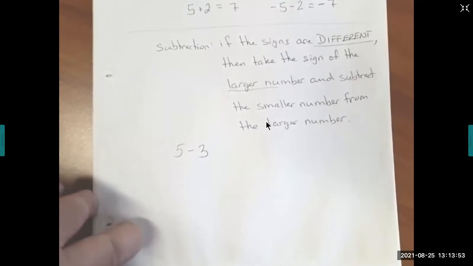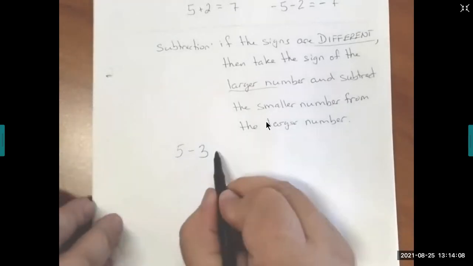Five minus 3. Hi, there it is. So 5 minus 3. What's the bigger number, 5 or 3? So the answer is going to be what sign? Positive. So 5 minus 3 is 2.